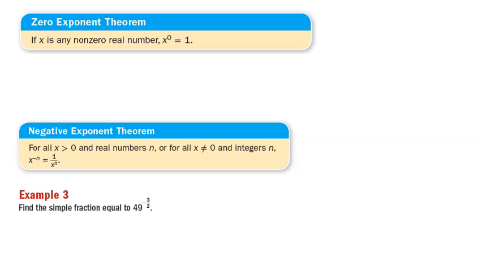We also have what's called a zero exponent rule and a negative exponent rule. So any number raised to the 0 power is always 1. For example, 5 raised to the 0 is equal to 1. 1,000 raised to the 0 power is equal to 1. No matter what number you choose, any base raised to the 0 power is 1.